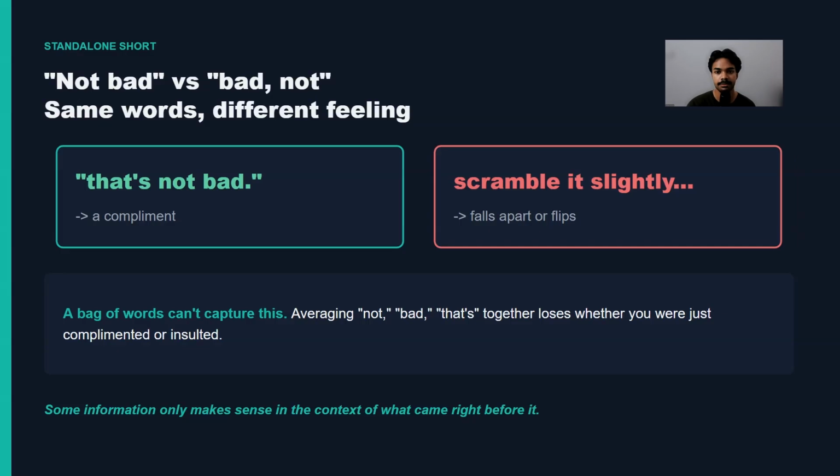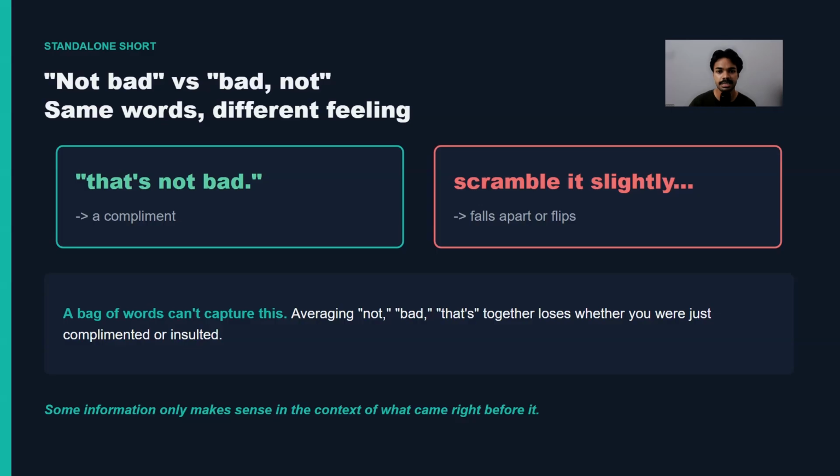So here's a simple way to feel why order matters more than anything else in language. Read these three words: not, bad, that's. It's scrambled, they have no meaning in particular. Now, that's not bad. Suddenly, it's a compliment. Rearrange the exact same three words. That's bad, not. Even a tiny shuffle, and the sentence falls apart or flips meaning entirely. Three words, six possible orderings, and only a couple of them actually make sense. And each one that does can mean something completely different.